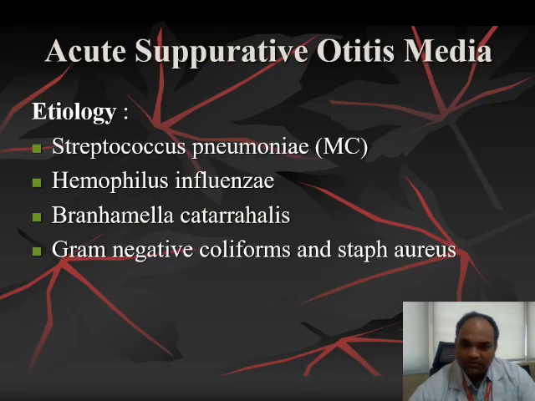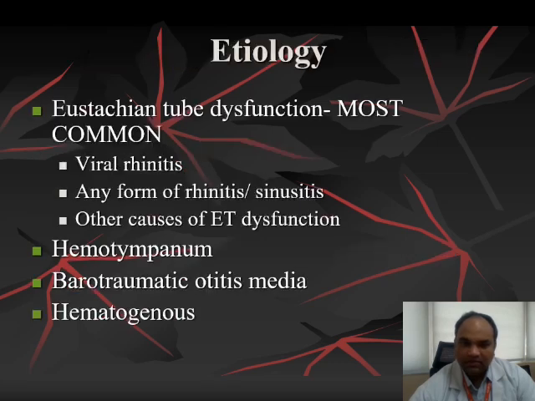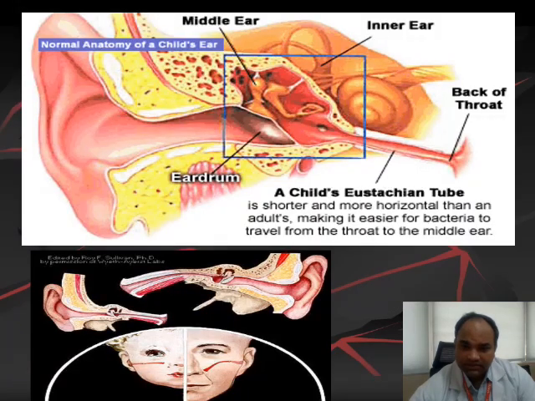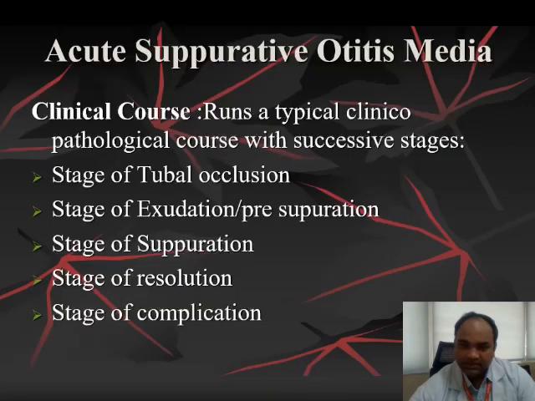So as we all know, the bacteria involved are Streptococcus pneumoniae, Haemophilus influenzae, Moraxella catarrhalis, and some gram-negative coliforms. Most common etiologies are eustachian tube dysfunction, viral rhinitis, then barotrauma, hemotympanum, and then hematogenous spread. Most common in children because the eustachian tube is shorter, wider, and more horizontal as compared to adults. You can see very well the connection of the eustachian tube with the middle ear here.